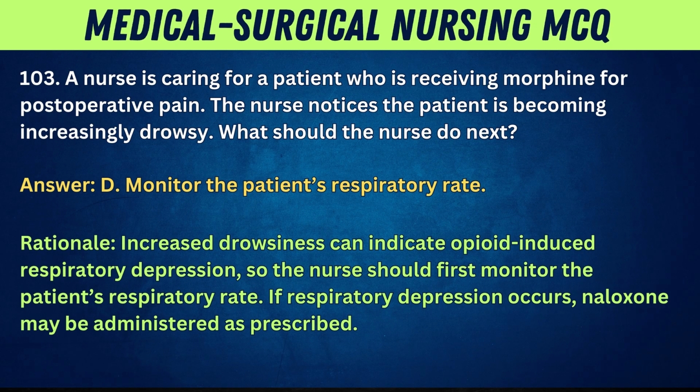Rationale: increased drowsiness can indicate opioid-induced respiratory depression, so the nurse should first monitor the patient's respiratory rate. If respiratory depression occurs, naloxone may be administered as prescribed.